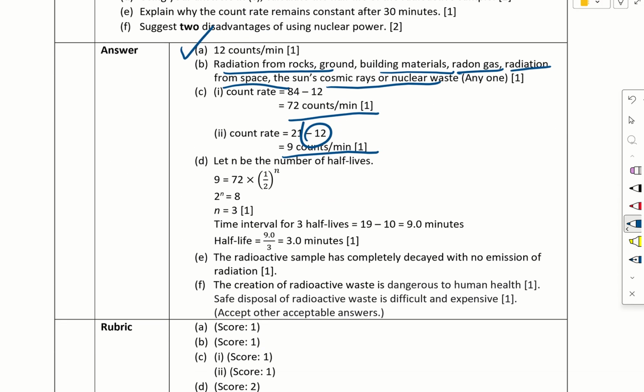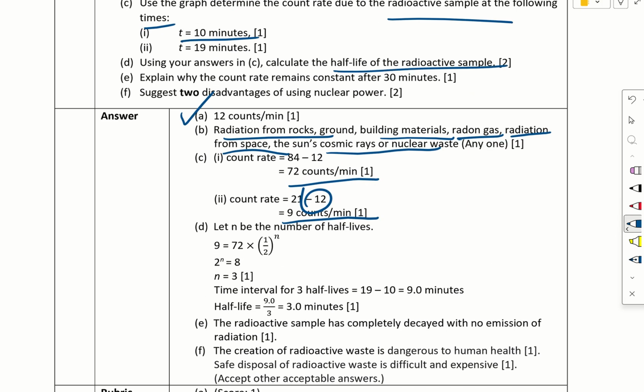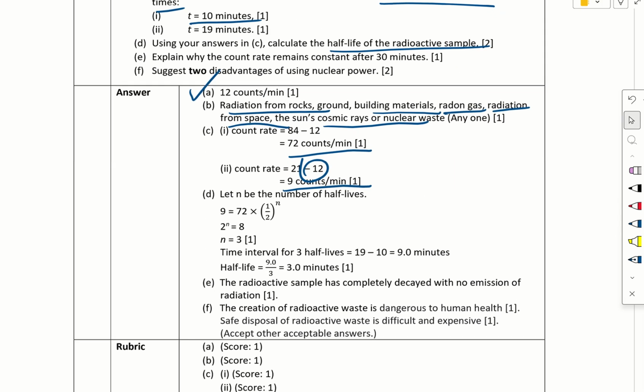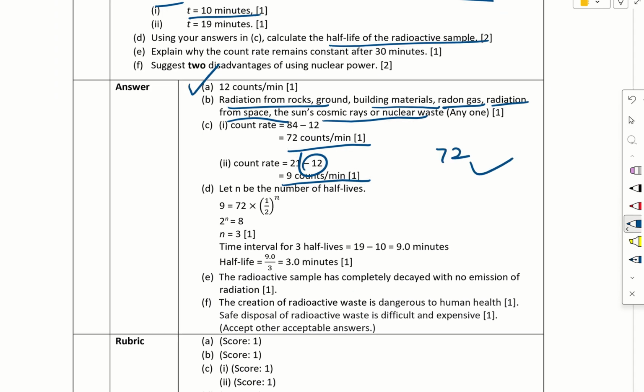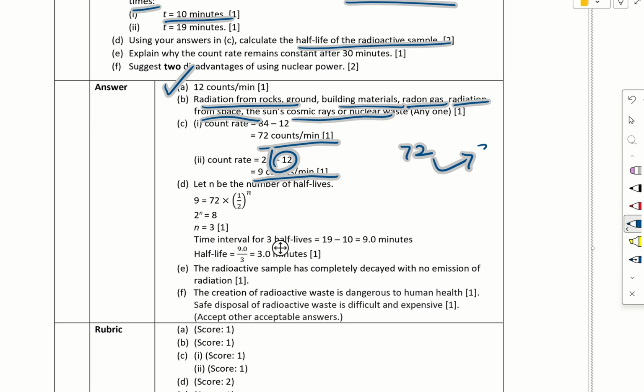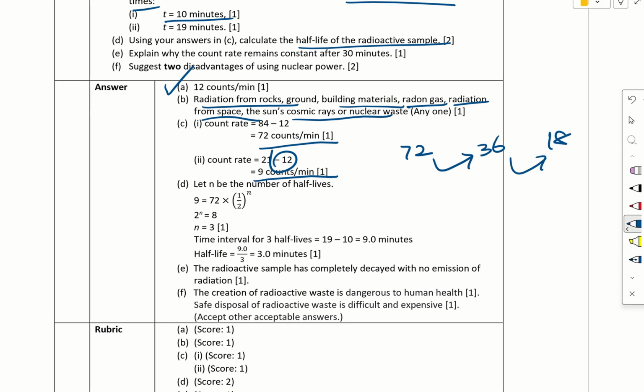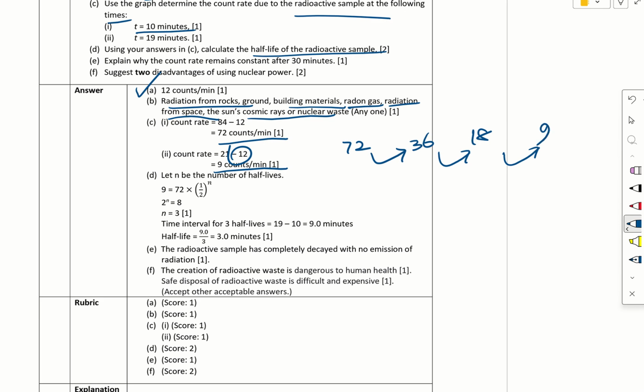Okay, so with that, they want us to calculate the half-life. So you see 72, after one half-life it becomes 36, 36 becomes 18, 18 becomes 9. So that is why we have C part 2 to be 9 counts. At first it looks like a strange number, but if we work this out, then we know why it is 9. Because every half-life the number of nucleus left to decay will be half. So this is actually 1 half-life, 2 half-life, and 3 half-life.